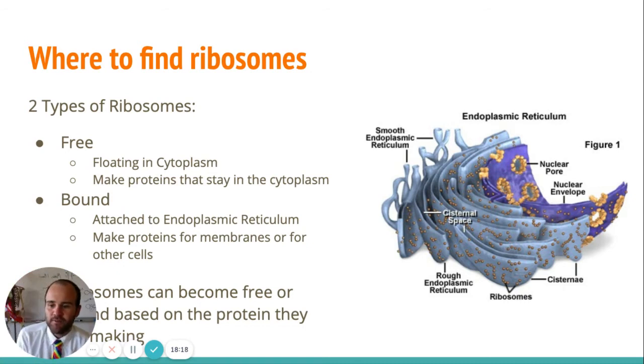Ribosomes can also attach themselves to something called the endoplasmic reticulum. And these are going to be bound ribosomes, and they are going to make proteins that go to the cell membrane and also make proteins that may get shipped to other cells. Now, ribosomes are not locked into their job. They can switch from becoming free or bound ribosomes based on the RNA that they're reading. So if I'm floating for free in the cytoplasm and I grab some RNA that needs to be shipped out, it'll bind itself to the endoplasmic reticulum.